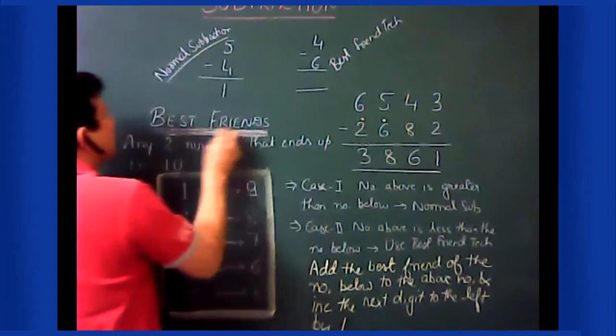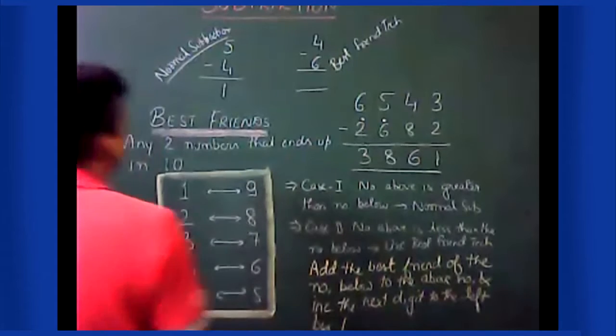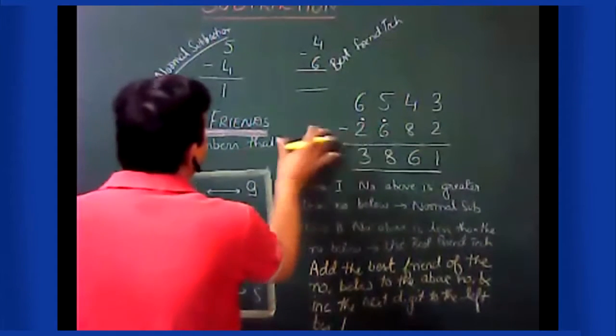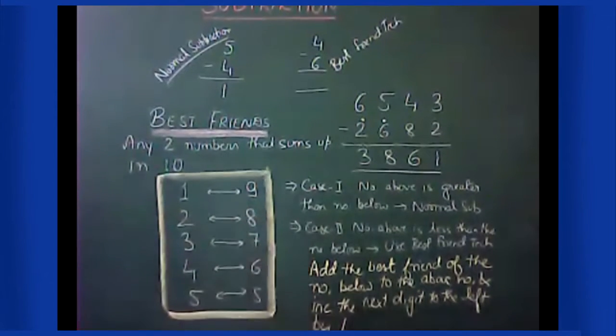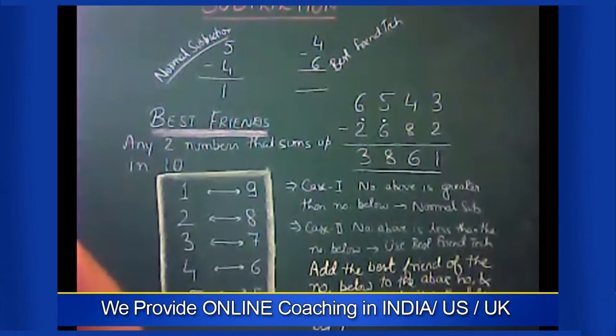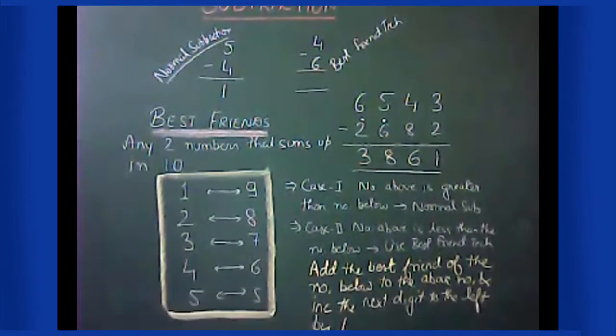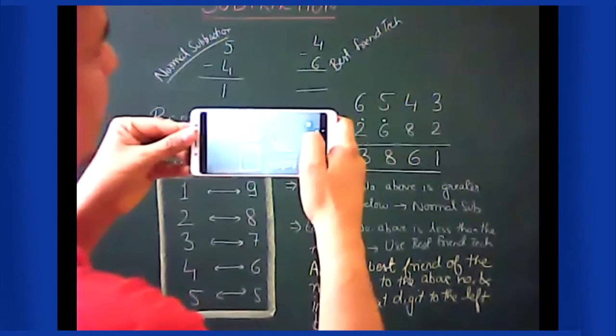The best friends are any two numbers that sum up to 10. Okay. So 1 and 9 sum up to 10. 2 and 8 is 10. 3 and 7 is 10. 4 and 6 is 10. Similarly, 5 and 5, 10. So these are the best friends.